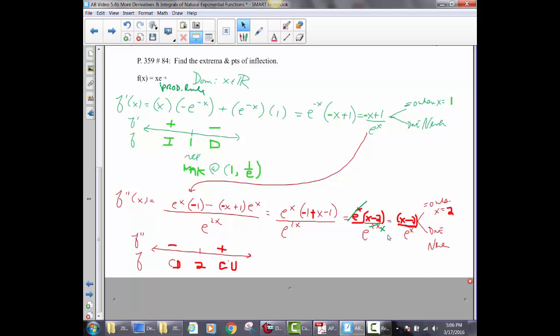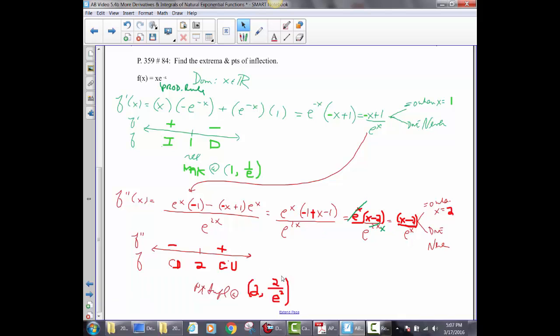Well, it's right here. Denominator is always positive. So if you pick 3, 3 minus 2 is positive. If you have negative 5, you'll get negative 7 over a positive, which will give you a negative. And therefore, since there is a change in concavity, I have a point of inflection. Remember, the way to get the y coordinate is to plug it back into the original f of x function. So if I take 2, I get 2 times e to the negative 2, or 2 over e squared.